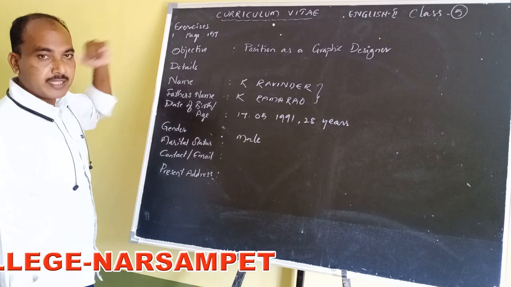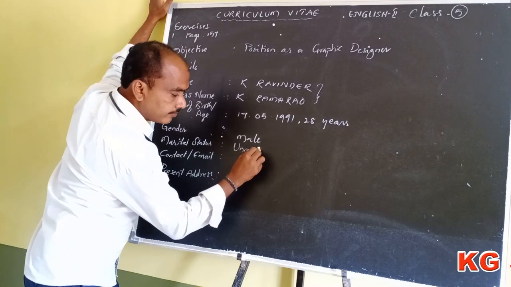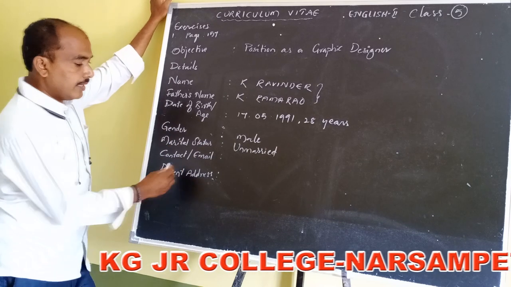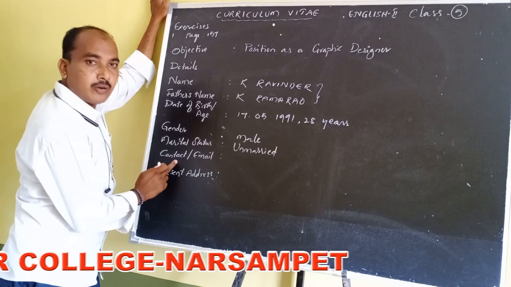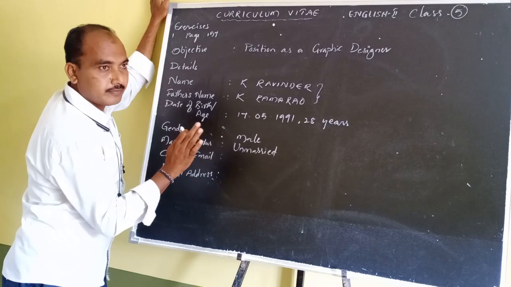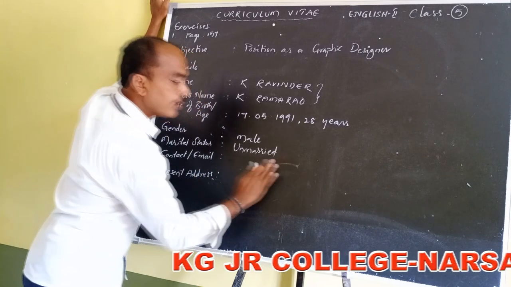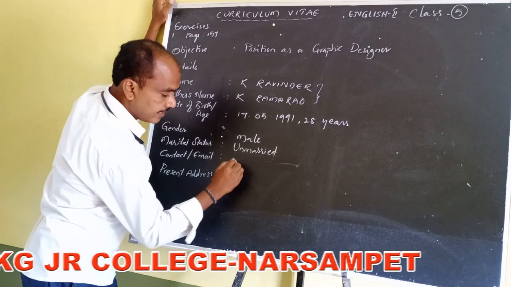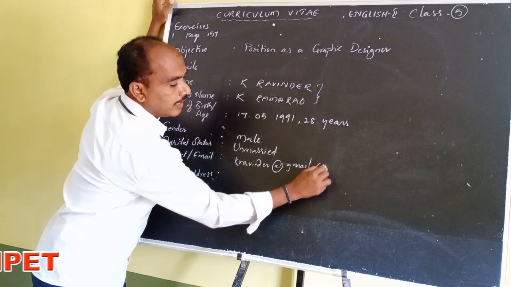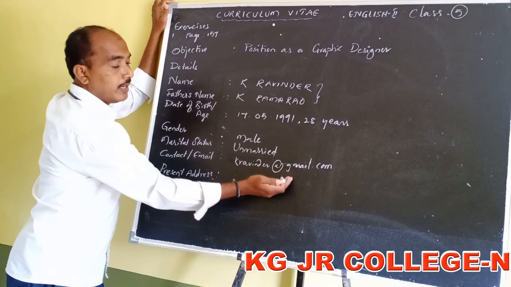Next one, marital status. Whether you are married or unmarried. For example, unmarried, write unmarried. Don't divide the word unmarried. It is only one word. Write it together. Next, contact or email. One is enough. You write your mobile number or email. For example, 9989418128, or you can write your email, ravinder@gmail.com. Anyone should be written, whether your mobile number or your email address.